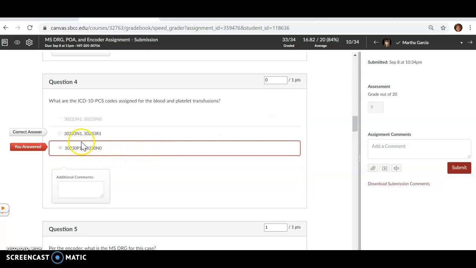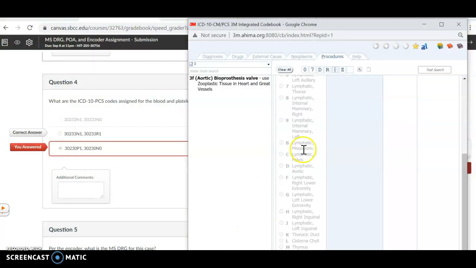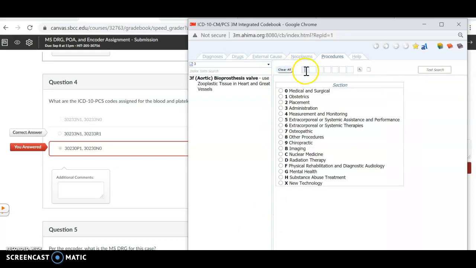Okay, so this one here, we need to make sure that we are coding a transfusion for the blood and then the other one for the platelet. Okay, so here it looks like the correct answer. You don't have either of those down. So let's go ahead and take a quick look at that. Let's clear all. So let's just see what you did.